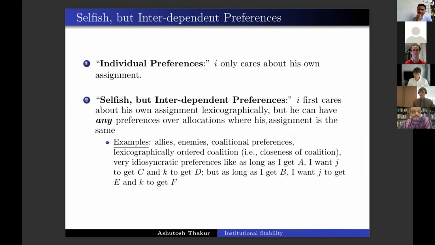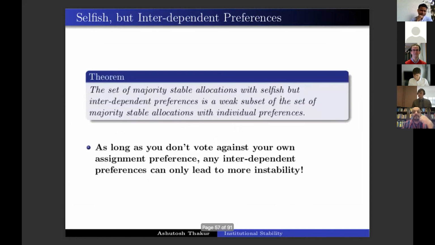I'll end with this last note, which is that thus far I've assumed that a person only cares about his own assignment, right? Let me relax that to say that he will never vote against his own assignment, but he could have any possible set of preferences over two matchings where he has the same seat. So I could say that I really like Peter, I want to make Peter better off. I could say that if I get allocation A, then Peter should get C, and so forth. These are all types of coalitional preferences, what I will call selfish but interdependent preferences. You will find that this only leads to more instability with majority stability.